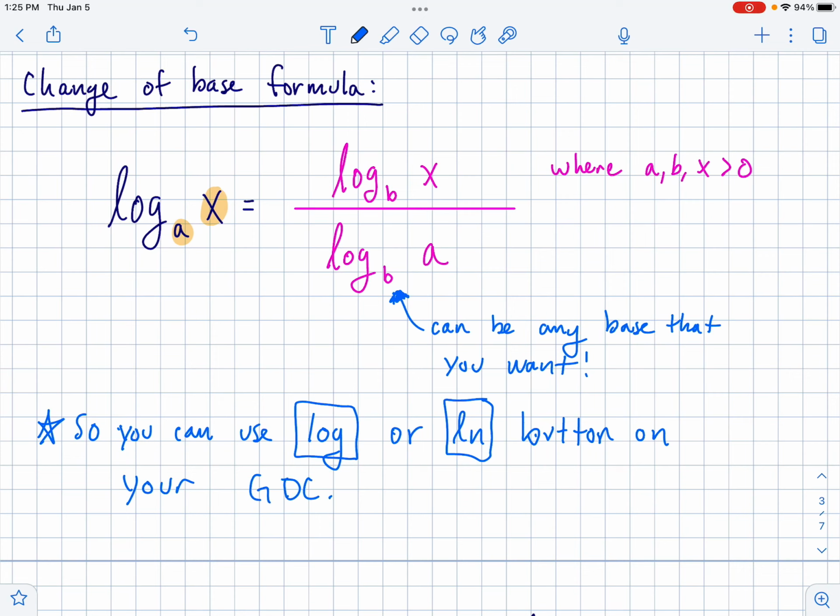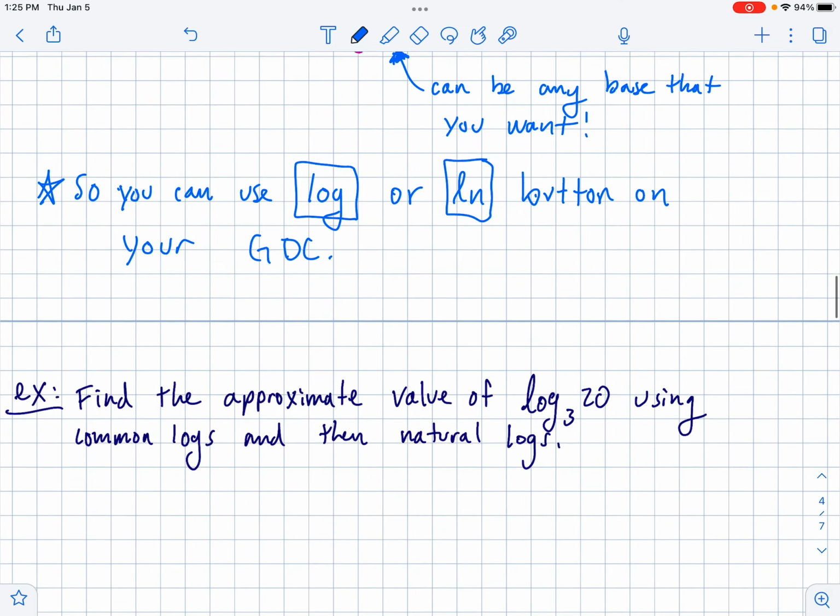A lot of times you'll encounter a problem where you're trying to find the exact value of a certain log, and you need to use the change of base formula. If it's in a base that's not nice, like a common log or a natural log, you can use the change of base formula to turn it into common logs or natural logs. But technically you can change the bases to anything you want.